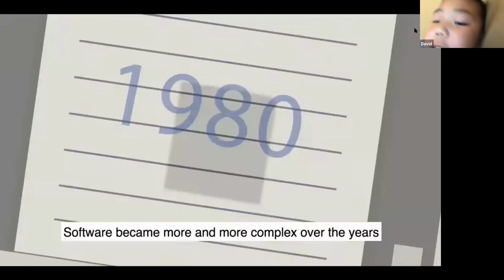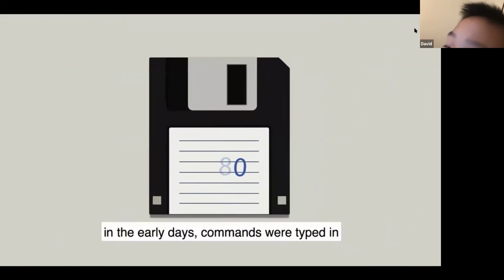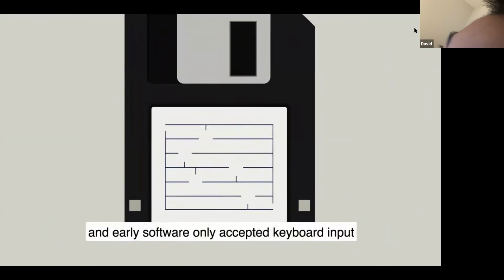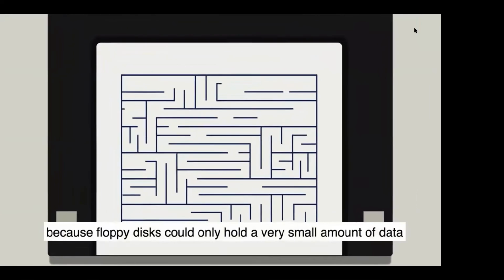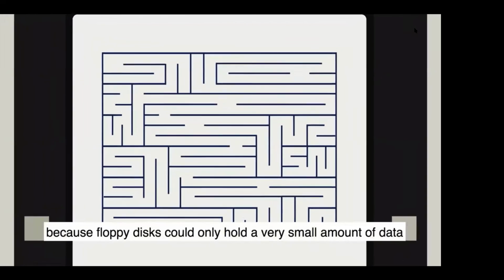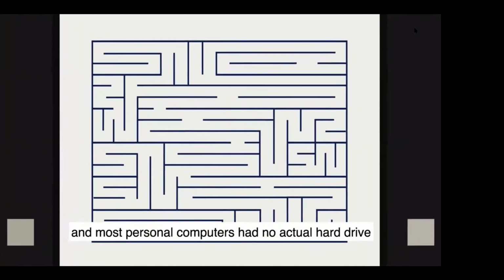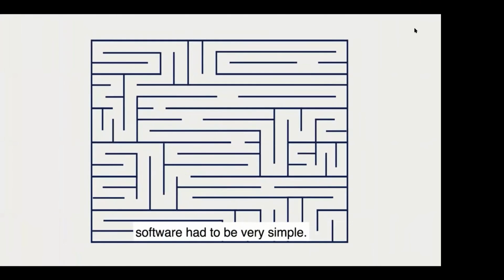Software became more and more complex over the years. In the early days, commands were typed in, and early software only accepted keyboard input. Because floppy disks could only hold a very small amount of data, and most personal computers had no actual hard drive, software had to be very simple.